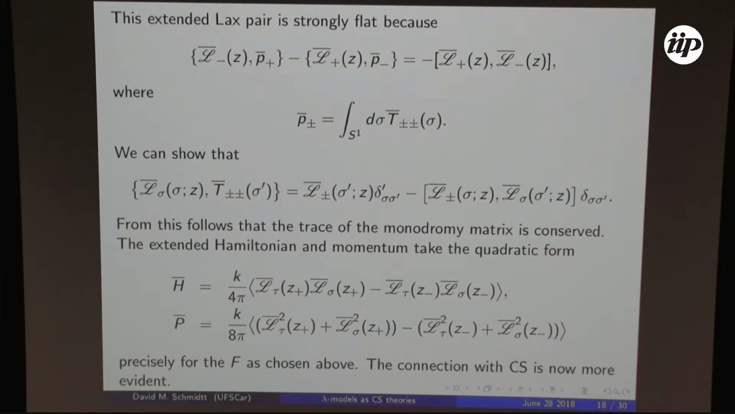So we can show also that the action of the T plus plus, T minus minus on the lax pair takes this form. And from this, we can prove the conservation of the monodromy matrix. So the extended Hamiltonian at the moment takes the quadratic form. Only after doing all this careful process of adding constraints, sometimes quadratic terms in the constraints, we can write H and P in a quadratic form. I mean, as powers of the components of the lax pair.